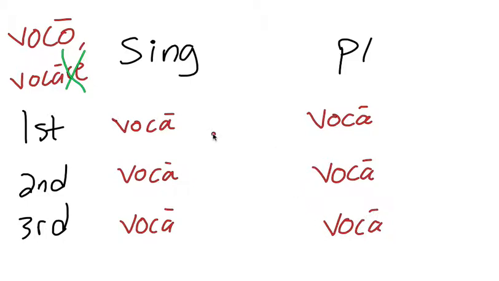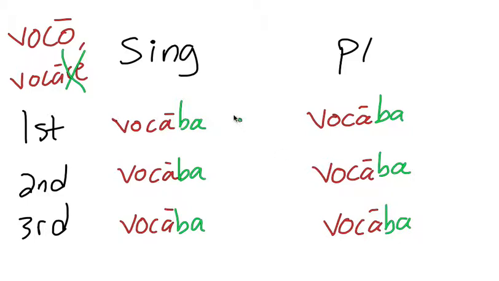Okay, and now I'm going to add the tense sign for imperfect, which is BA. So every form will have the BA. And that's what tells us that this verb is an imperfect tense verb, or past tense verb. And then I'm going to add the endings, which this time are M, S, T, mus, tis, ent. Okay, so these are active endings.